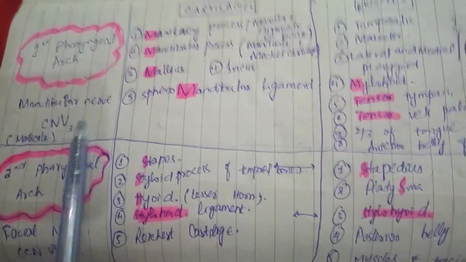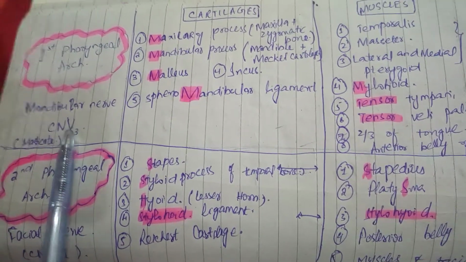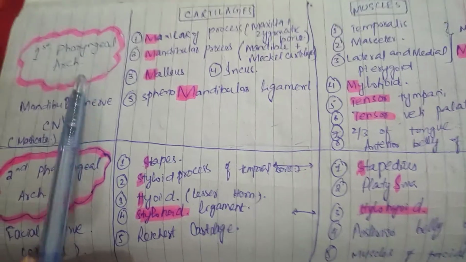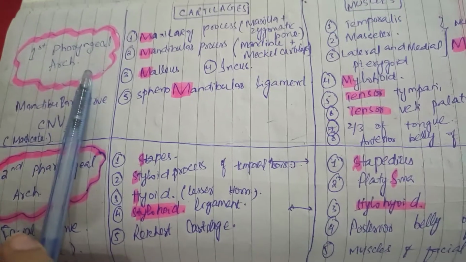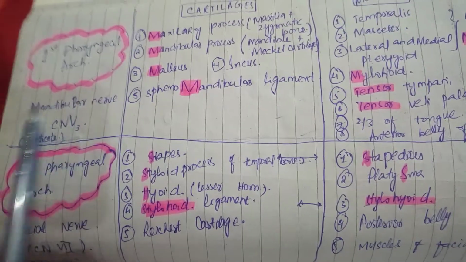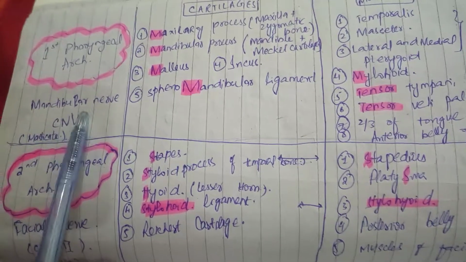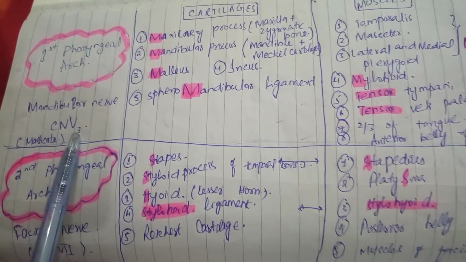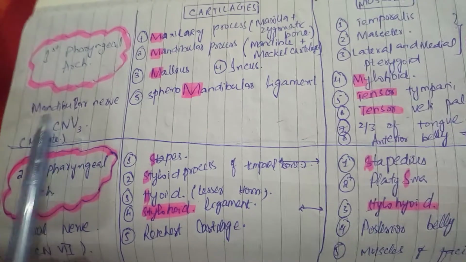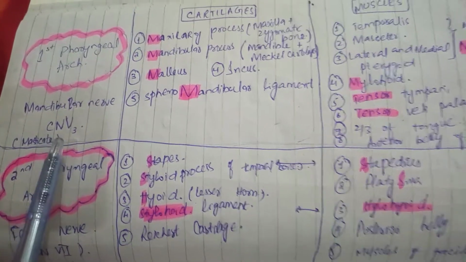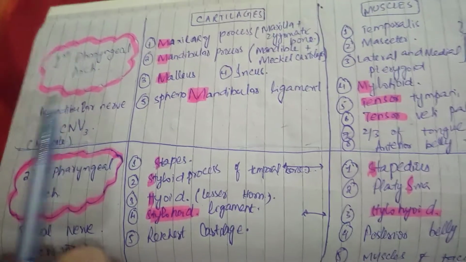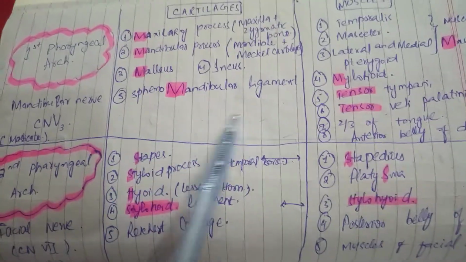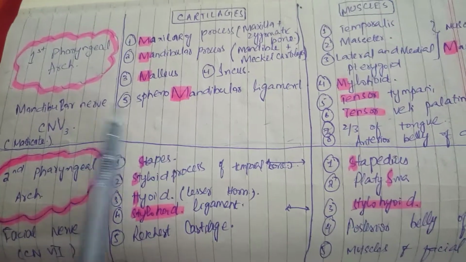First of all, you have to remember the nerves that supply the specific pharyngeal arch. Starting with the first pharyngeal arch, the mandibular nerve, that is cranial nerve 5. Cranial nerve 5, the trigeminal nerve, has 3 divisions, and the third one is the mandibular nerve. So all the structures will be innervated by the mandibular nerve.